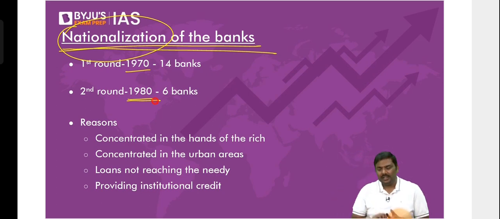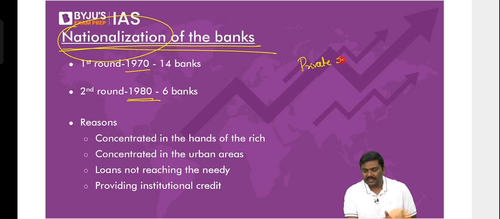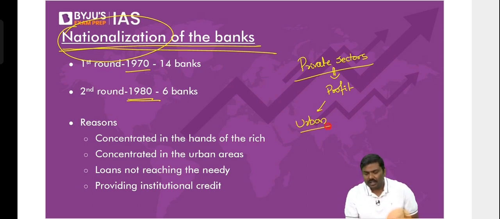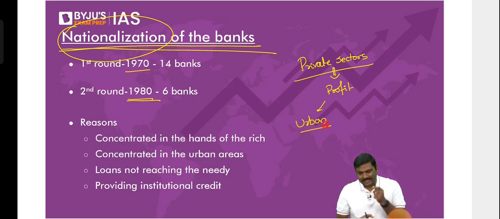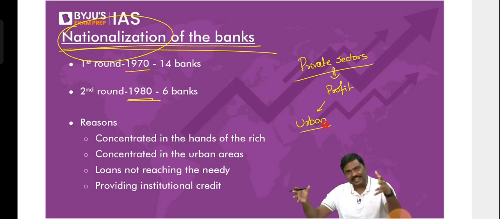One, the government of India felt that because these banks are owned by the private sector, they are more focused on profit. And where can you earn more profit? If you establish more of your branches in the urban part of India, you will earn more profit. Does it make sense? Let me know. As a bank, if you open more and more branches in cities, you will earn more profit.